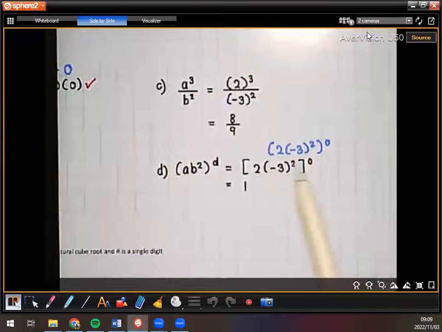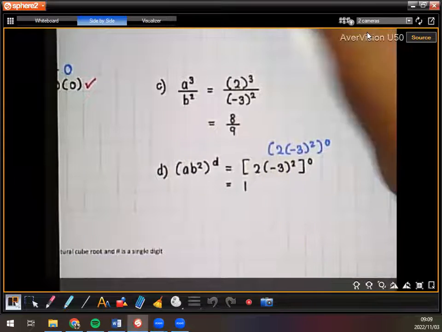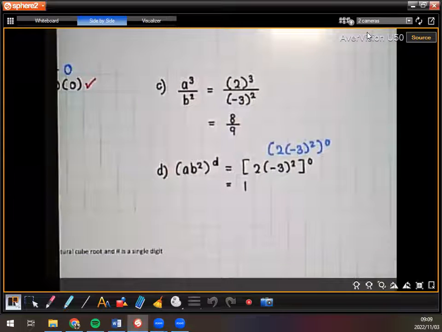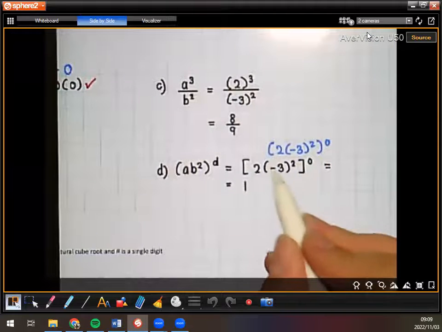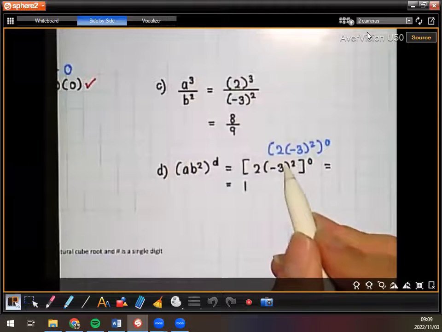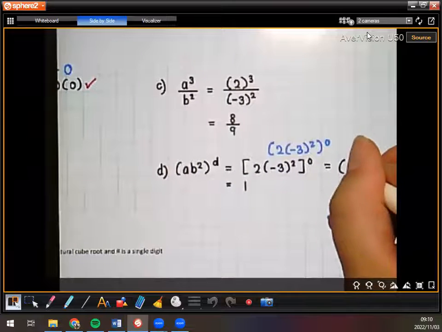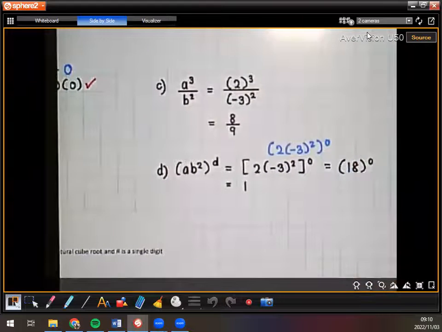Because what did we say yesterday? What is anything to the power of 0? No, 1. You didn't actually even have to work this out. You could have, right? This would have been 18 in the bracket. Okay, so it's fine if you did an in-between step. If you said, we all agree, negative 3 squared is 9, right? And 2 times 9 is 18. So you could have said this is actually 18 to the power of 0, which is then 1.